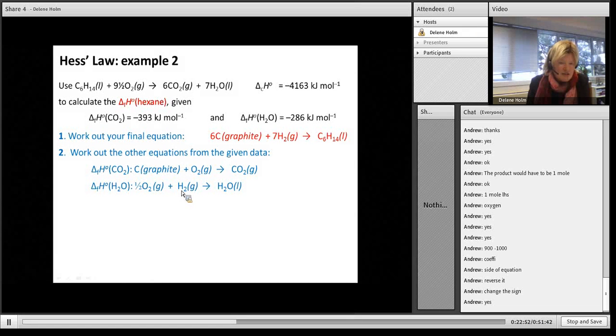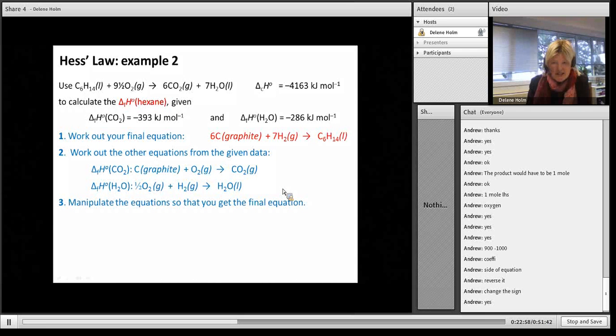Now we manipulate, we swap, and we see what we need to do to get to that final equation. So we want hexane on the right hand side, we want hydrogen on the left hand side, and we want graphite on the left hand side. The first thing we look at here is hexane, which is on the left hand side. I'm going to have to reverse it to get it to the right hand side.